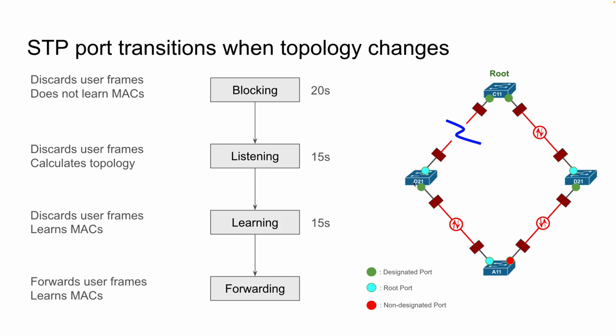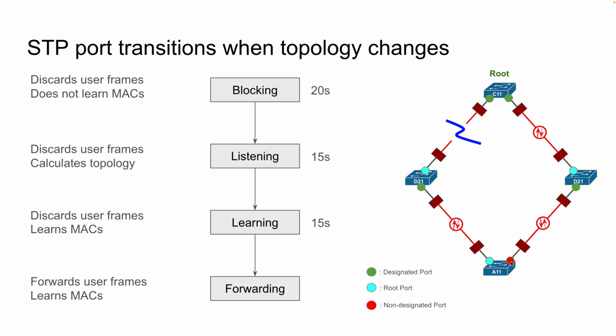And then the switch, for example, D21, recalculates topology and understands that now the position of the root bridge is not behind the upper interface, but behind the lower interface, because it didn't hear from the root bridge for 20 seconds through the upper port. So basically, this lower port of D21 assumes the role of the new root port.